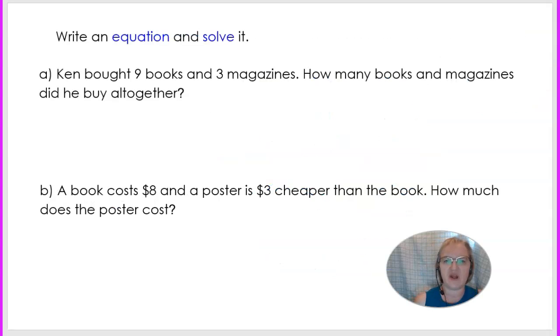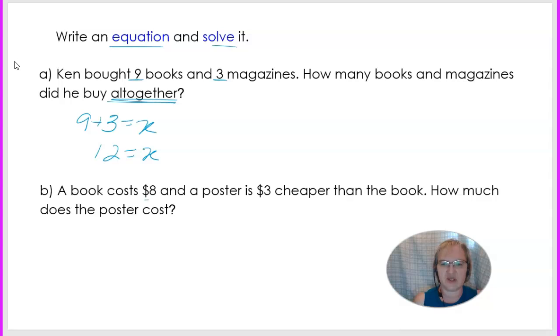On this page, we are writing an equation and solving it. Ken bought 9 books and 3 magazines. How many books and magazines did he buy altogether? Altogether is our clue that we're going to add them, right? So 9 plus 3 equals our X, or the number that we want to know. 9 plus 3 is 12, so 12 equals X.